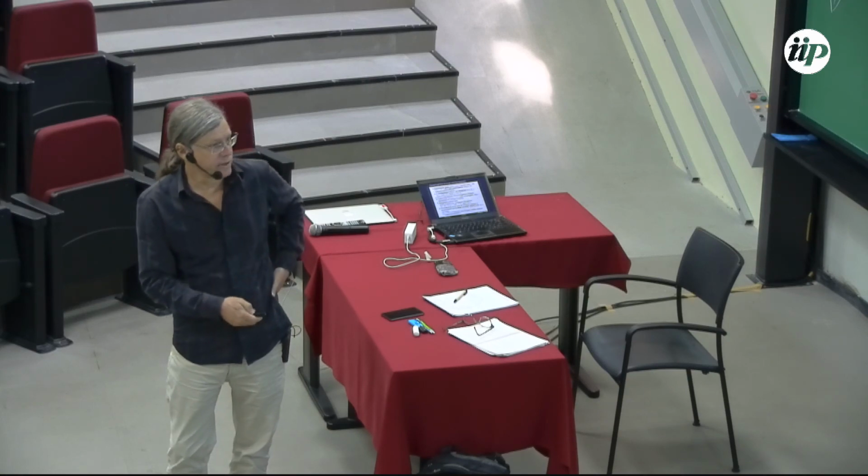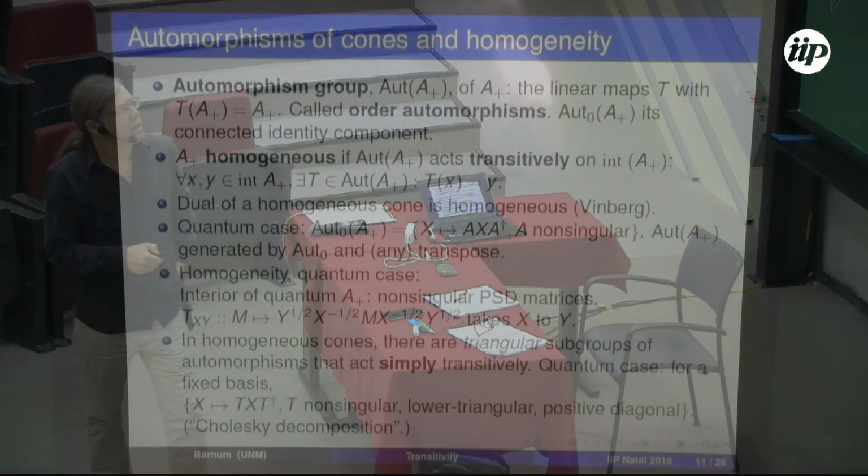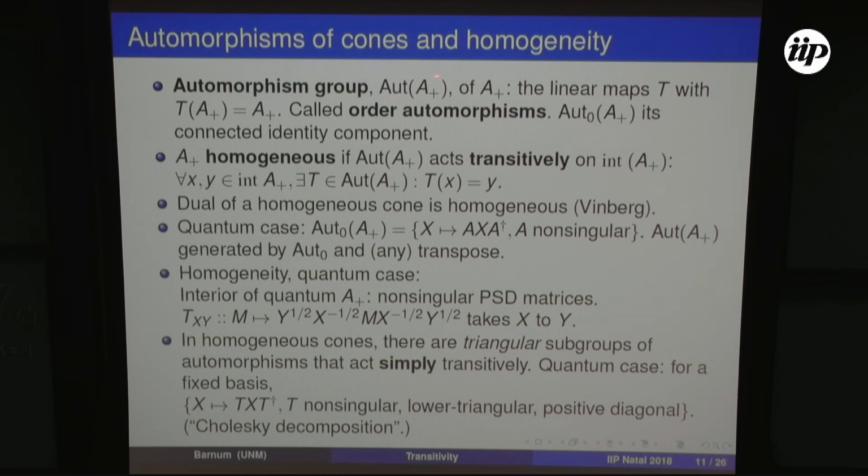We don't include the transpose because it's not completely positive, but it's certainly a reversible automorphism of the state space. Okay, so that's the affine automorphism group of the normalized states. We're also going to be interested in the automorphism group of the cone, and that's the linear maps that take the cone onto itself. Because they take the cone onto itself, they're invertible, and the inverse also preserves the cone. So it's a good dynamics. These are often called order automorphisms. I'll say Aut0 is the connected identity component of this group.